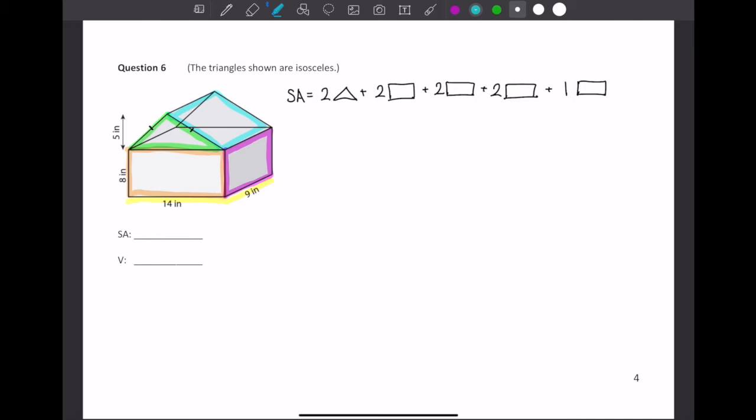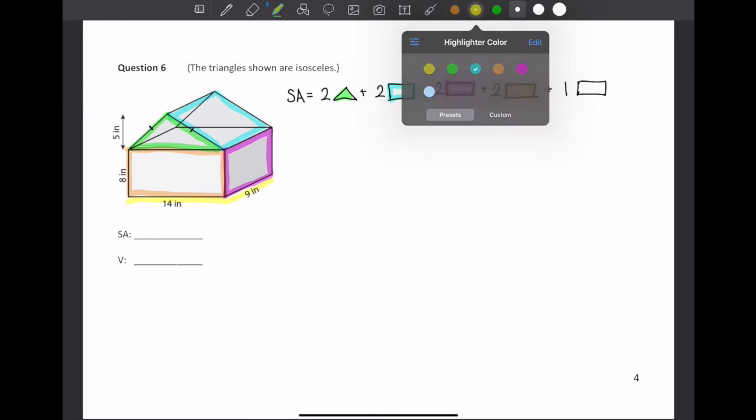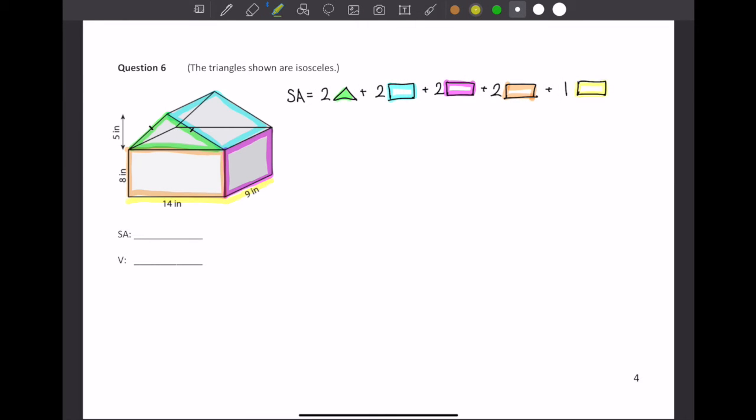Just to keep our color coding consistent, the orange is for the front and the back, and that yellow is for the base. All right, so there's our formula in shapes. Now we can just add numbers to this.